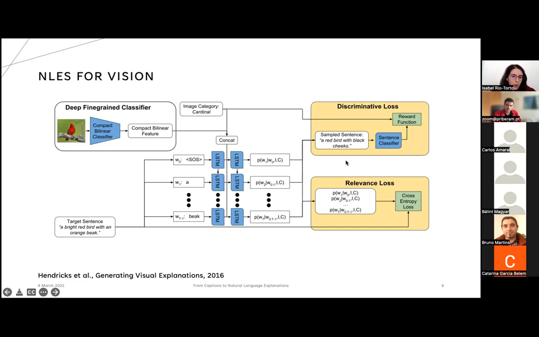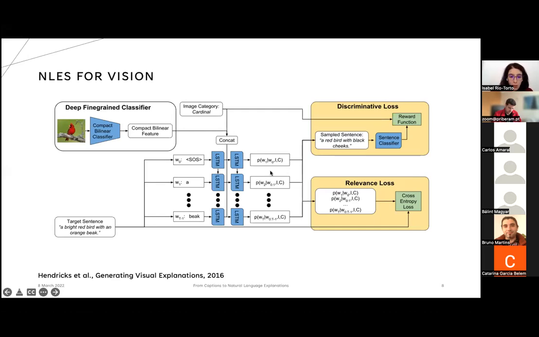However, of course, one potential problem of this architecture is that it is possible for the explainer to learn to justify a given prediction by mentioning an attribute that is frequently occurring within a class, but it can do so without even looking at the image. So it can learn to generate the sentence without looking at the image.